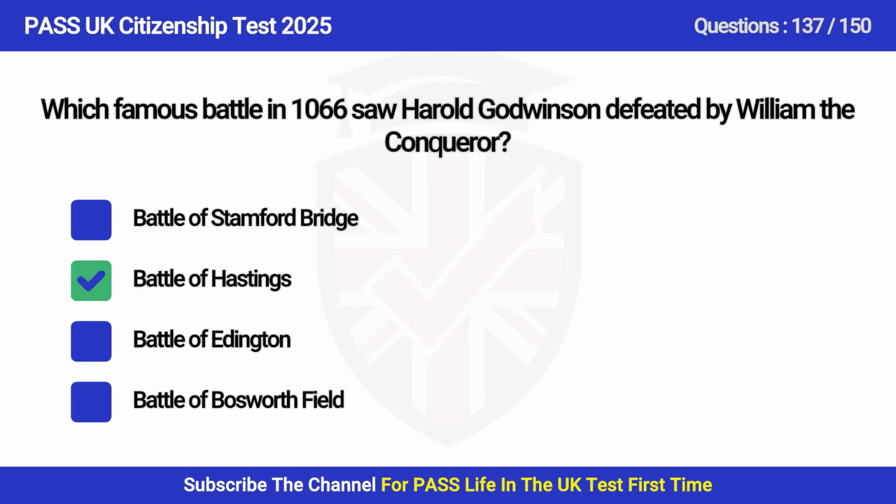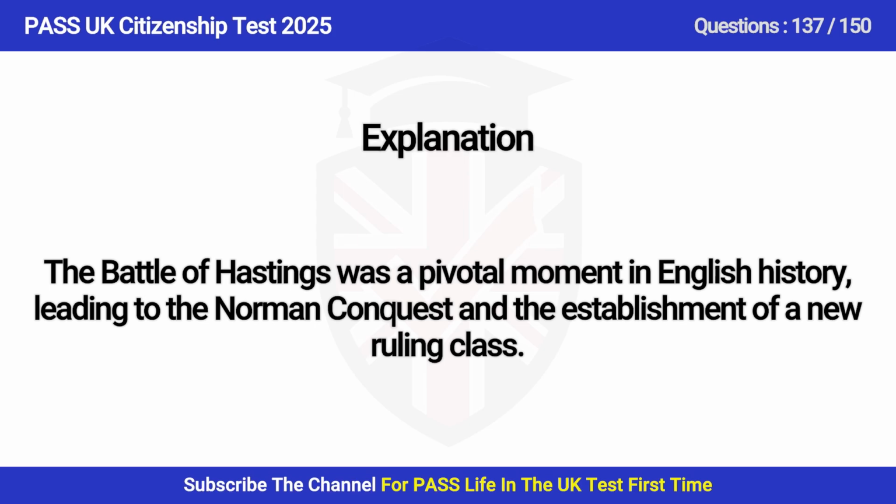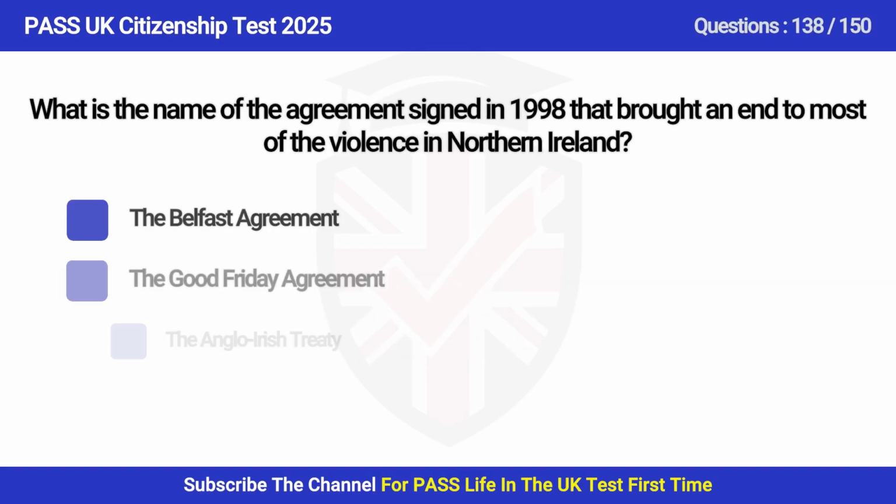Answer is B. Battle of Hastings. The Battle of Hastings was a pivotal moment in English history, leading to the Norman conquest and the establishment of a new ruling class.